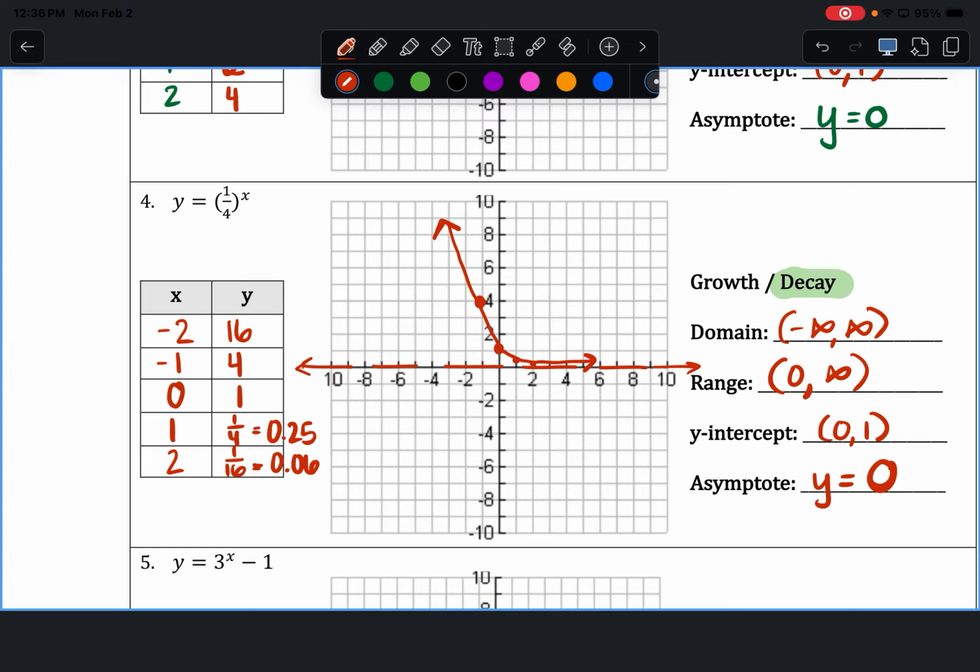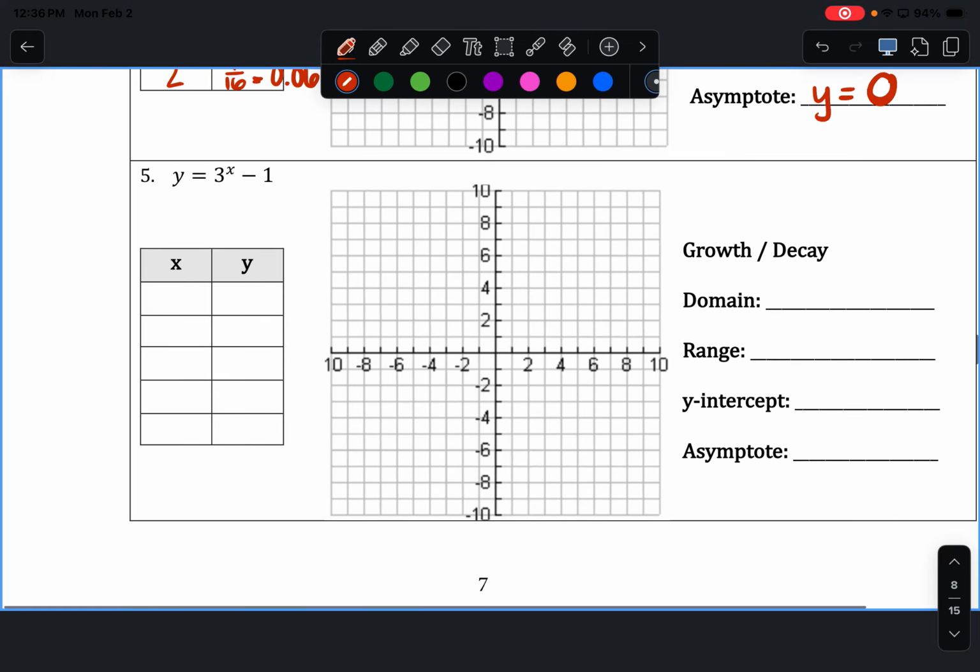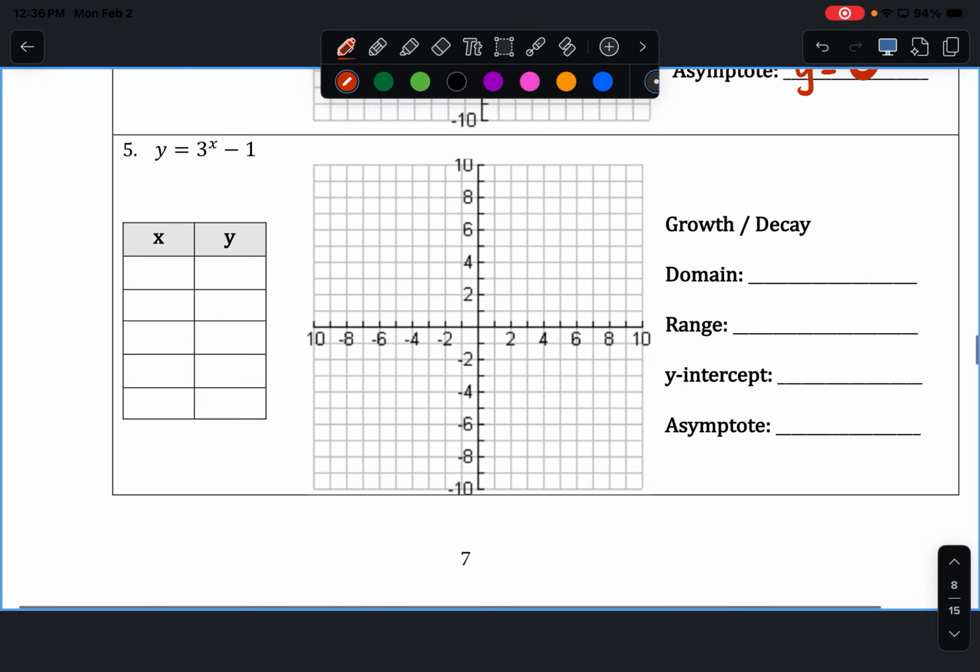Now we are going to look at question 5. For question 5, we are going to do the same thing. For this question, what is our B? 3. So is that going to be growth or decay? Growth. To get out of the table, click graph clear.